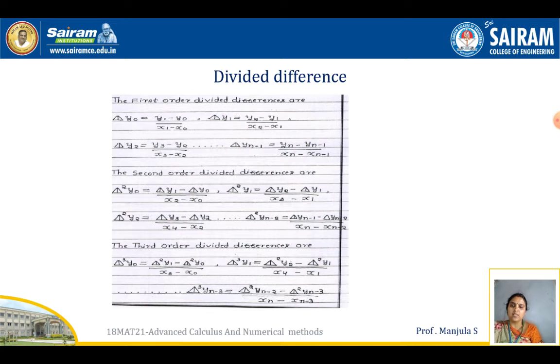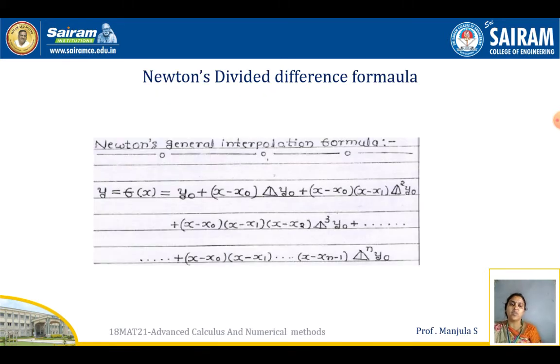Now we'll see the third order divided difference. The divided difference del cube of y naught is del square y1 minus del square y naught divided by x3 minus x naught. Similarly for del cube of y1 and del cube of yn minus 3 also. So with the help of these formulas we can find the table values. You should remember the formula to find the table values.